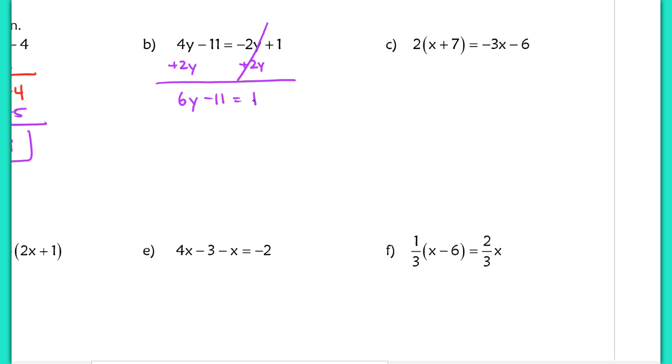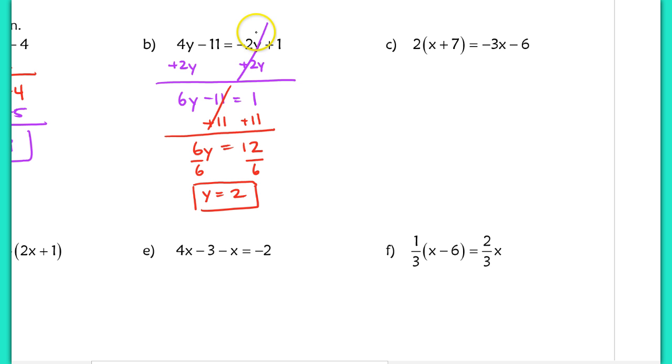Now, I have a two-step equation here. I'm going to add 11 to both sides so that I end up with 6y. These will cancel. Bring down my equal sign. 1 plus 11 gives me 12. If I divide now by 6, to undo that operation, which is multiplication, I end up with y equaling 2. So again, it starts by making sure we always move the variable on the right all the way to the left side first. Let's try C.